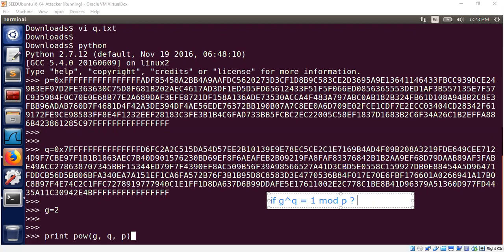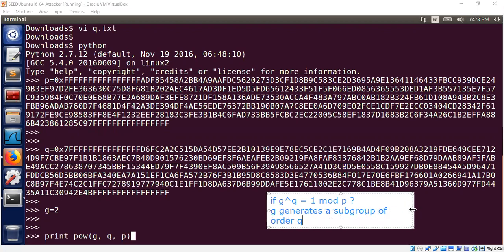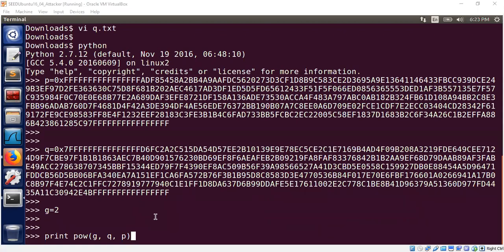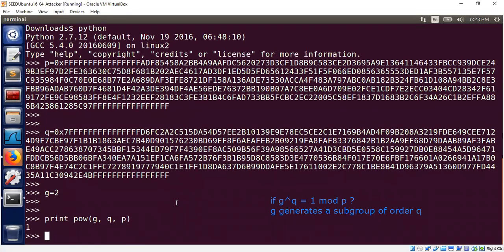We can be sure that G generates a subgroup of order Q. That's basically what we wanted to confirm. So can we do that now? I'm going to do this. Of course, G equal to 2 generates a subgroup of order Q, because we can see that it confirms the theory.